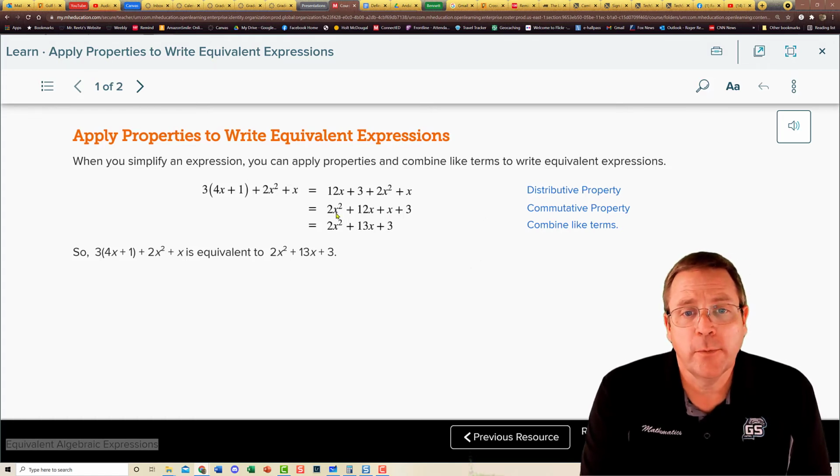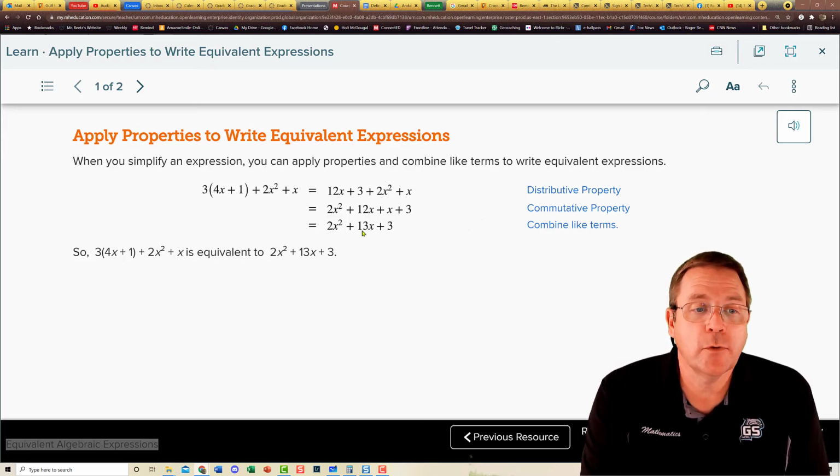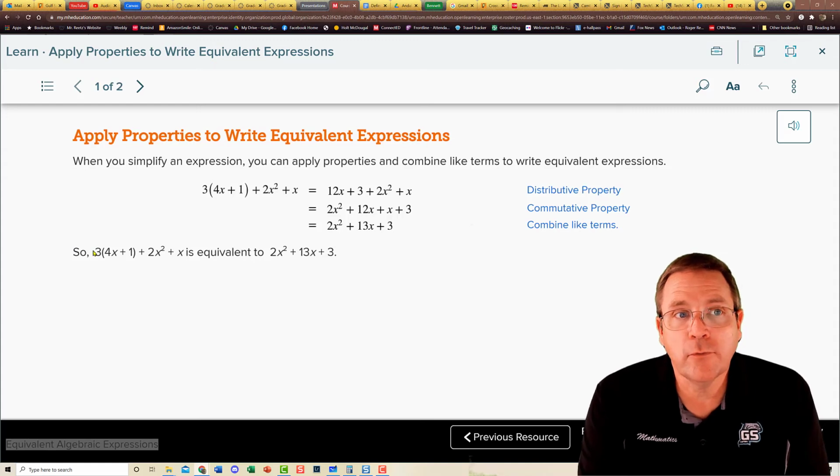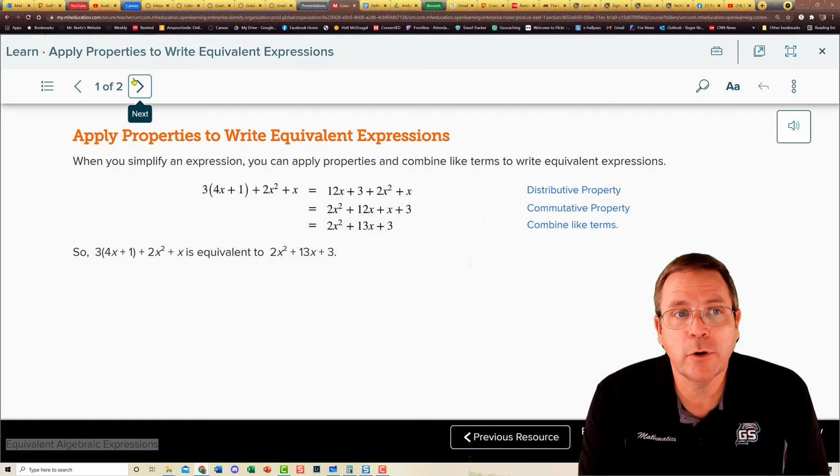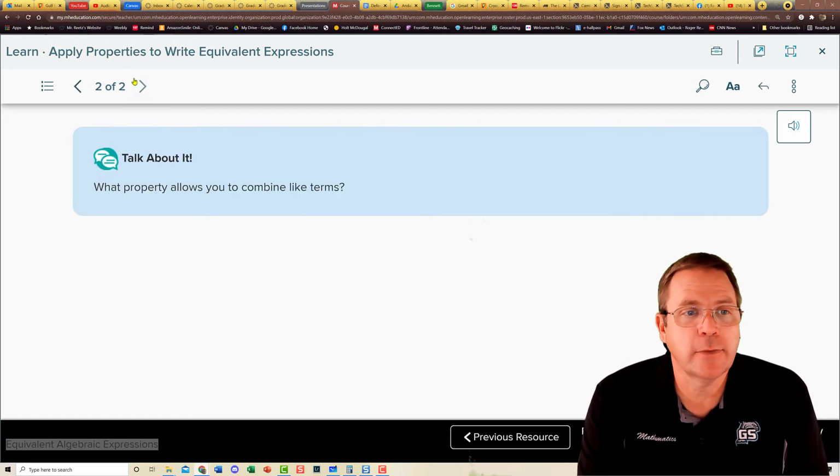Your variable with the highest exponent comes first, and then the next highest, and so on, and then the constants always come at the end. So now we have 2x squared plus 12x plus 1x plus 3. Combine those, 12x plus 1x is going to give you 13x. So as an equivalent expression, you could rewrite what they gave us in this one and turn it into this one right here. There are two different mathematical expressions that mean the same exact thing.